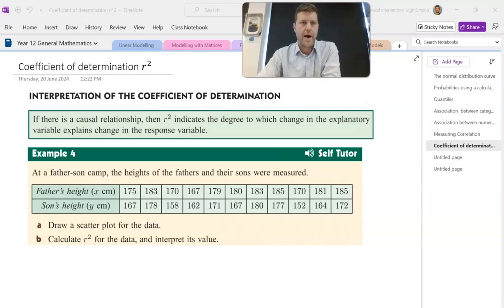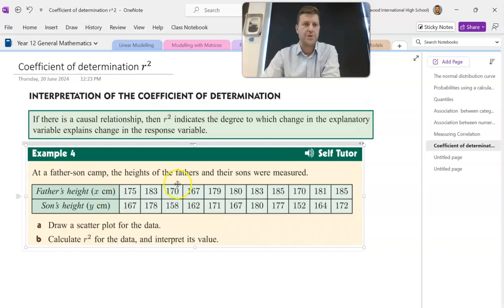In today's video, I'm going to show you how to calculate the coefficient of determination, or that R squared value, and how to interpret that value in the context of this problem. It'll be pretty similar in terms of making that interpretation or connection between your response and explanatory variables, depending on what they are in your question.